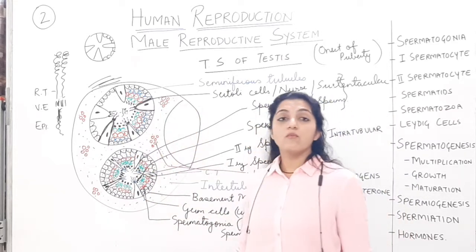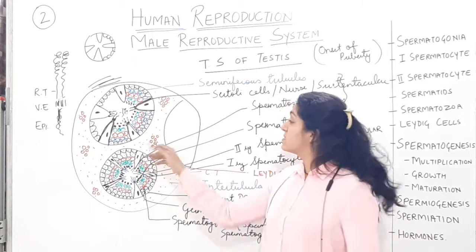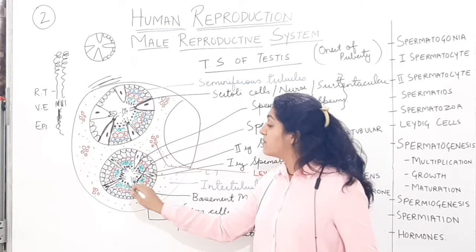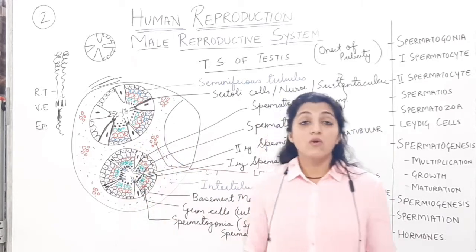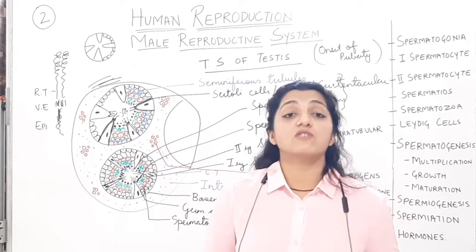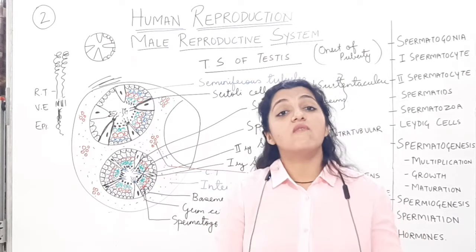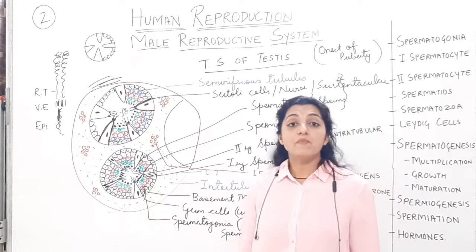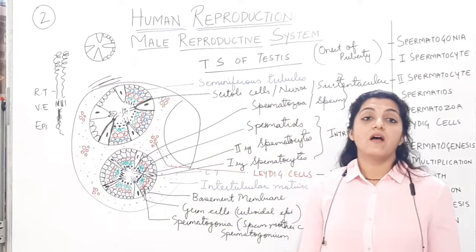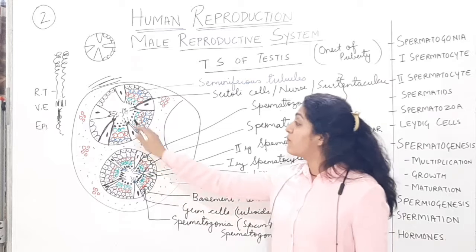Now one testicular lobule is going to show you 1 to 3 seminiferous tubules, and inside each seminiferous tubule all this activity is going on. Which activity? Activity of production of sperm. That is the process of spermatogenesis. It happens at the onset of puberty. Alright? So you have to remember all these cells.